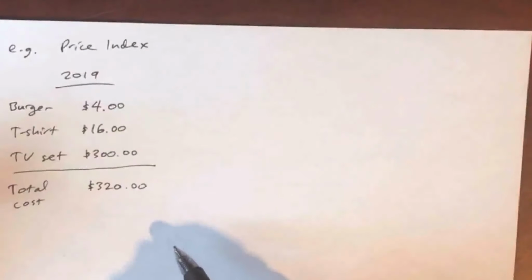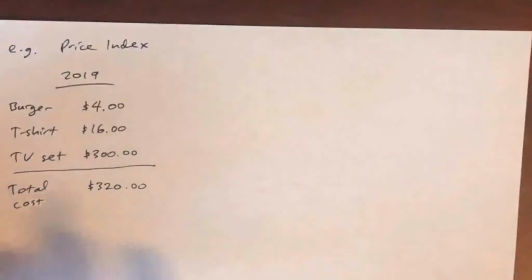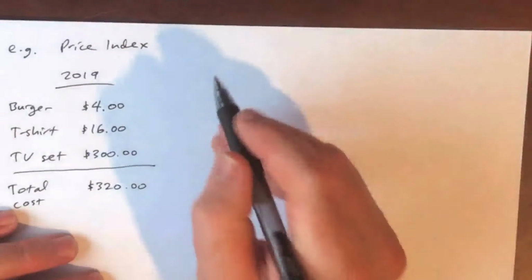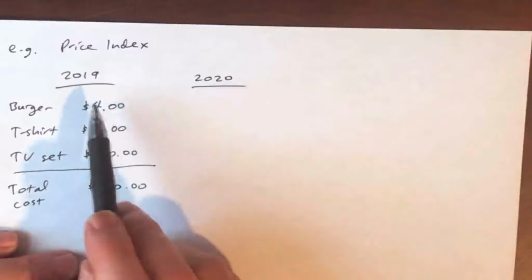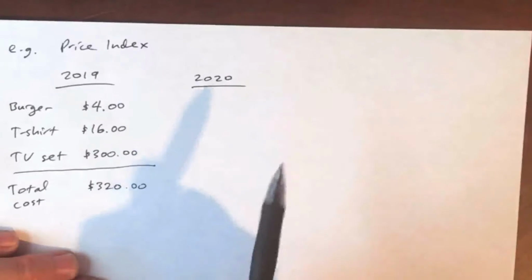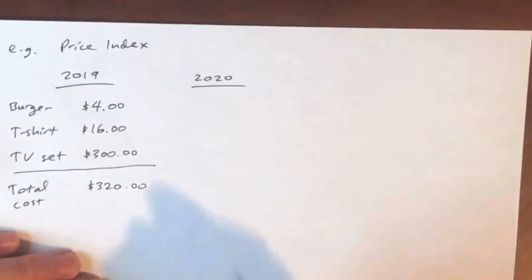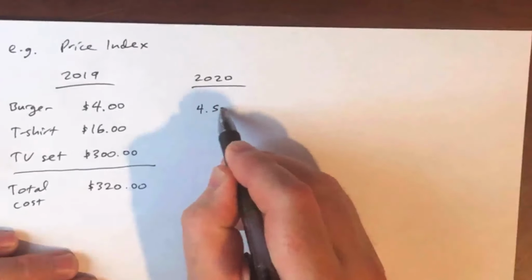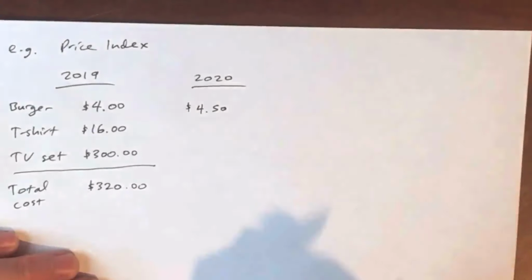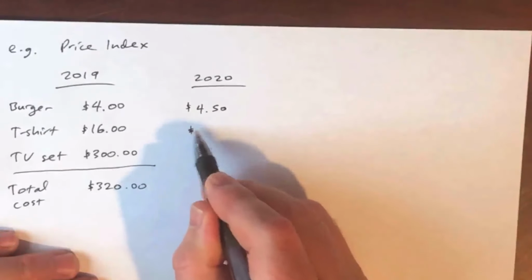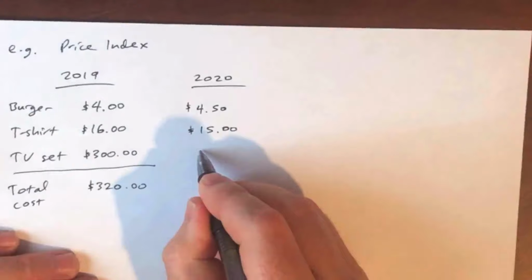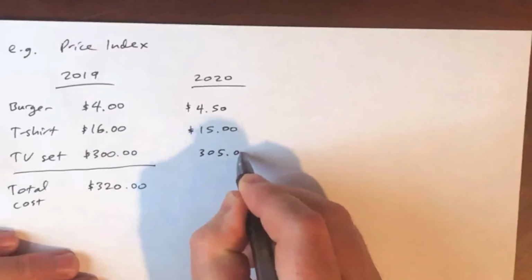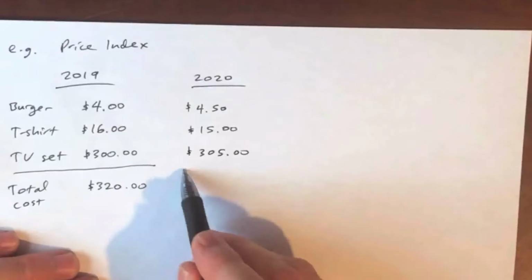Now, what the BLS does is simply a more complicated version of this. They don't just use three commodities, they use goods and services. They have thousands of different items in here. All we're doing is getting a sense of how this works. Let's say we track the exact same items from 2019 to 2020, and we might find that things change a little bit. Let's say the burger is now $4.50, the T-shirt is $15, and the TV set is $305.